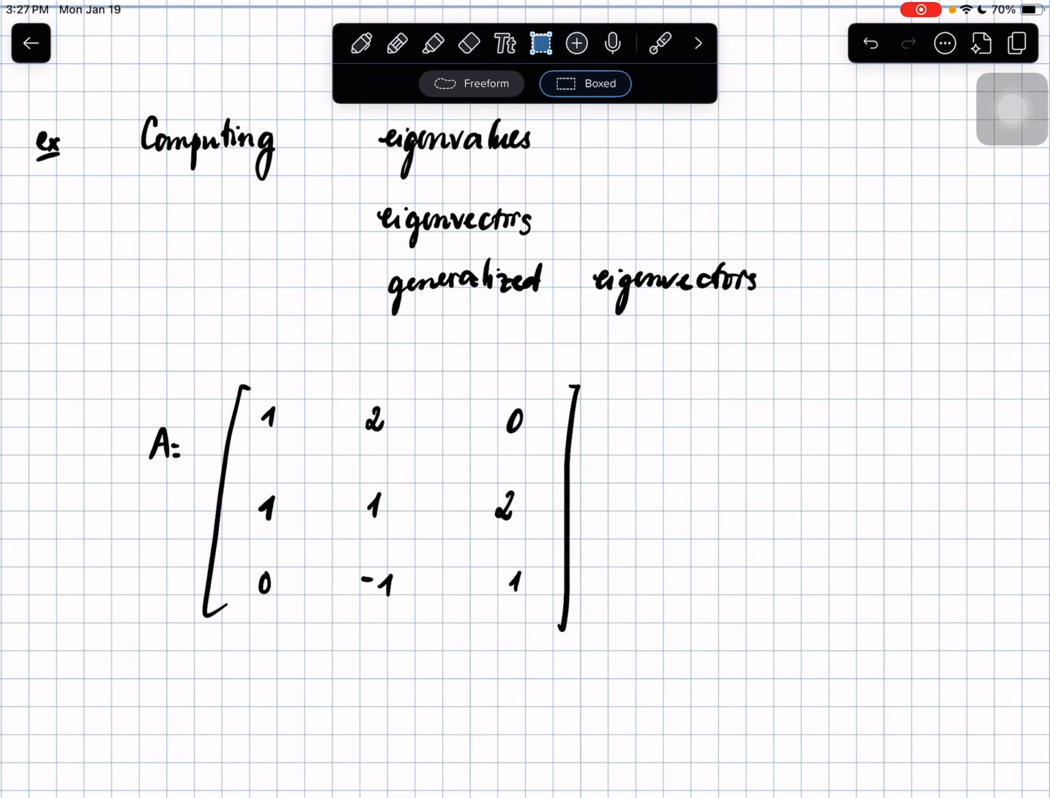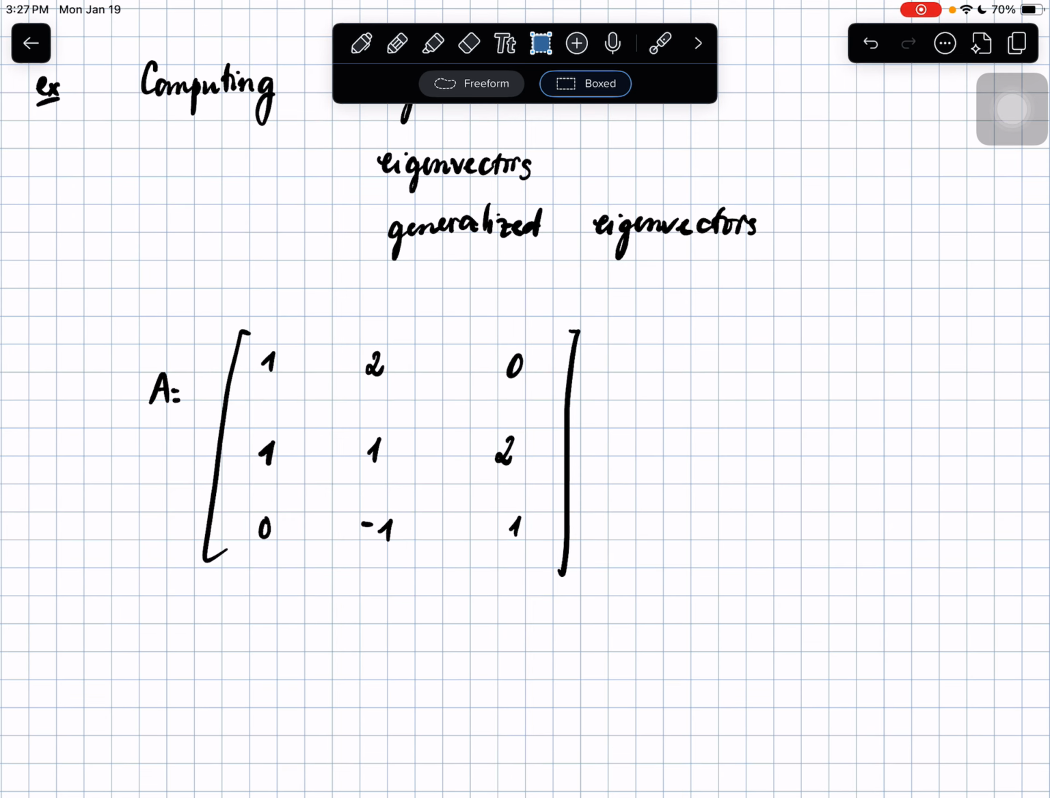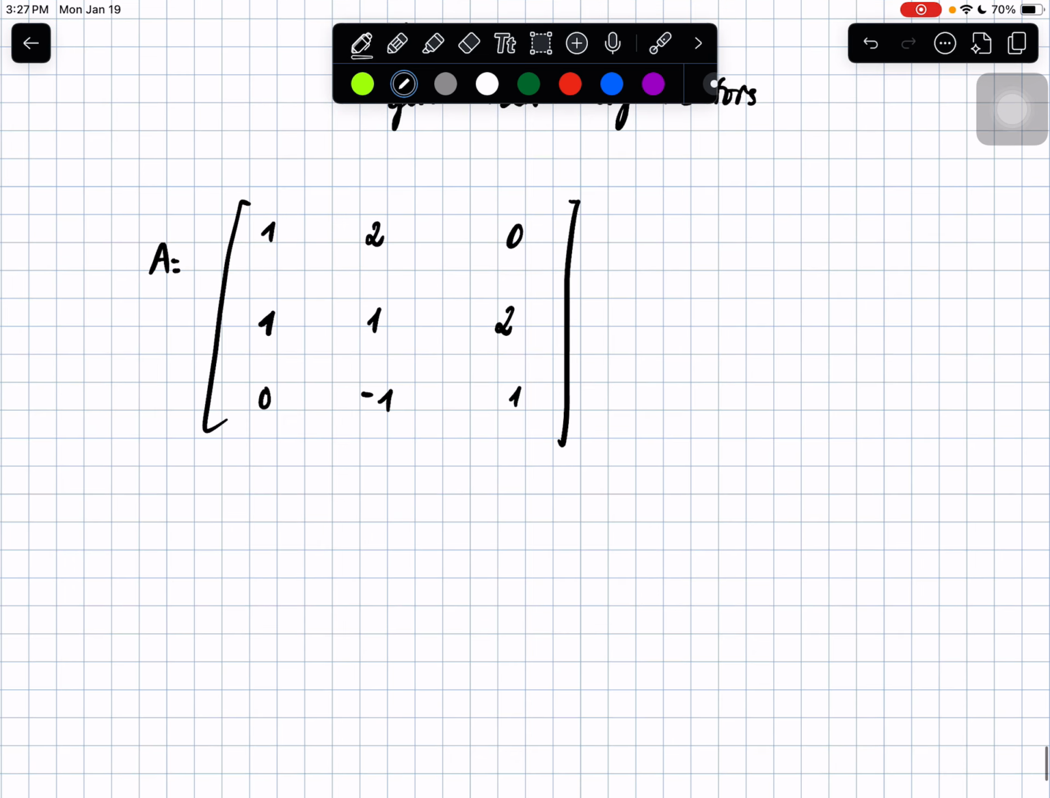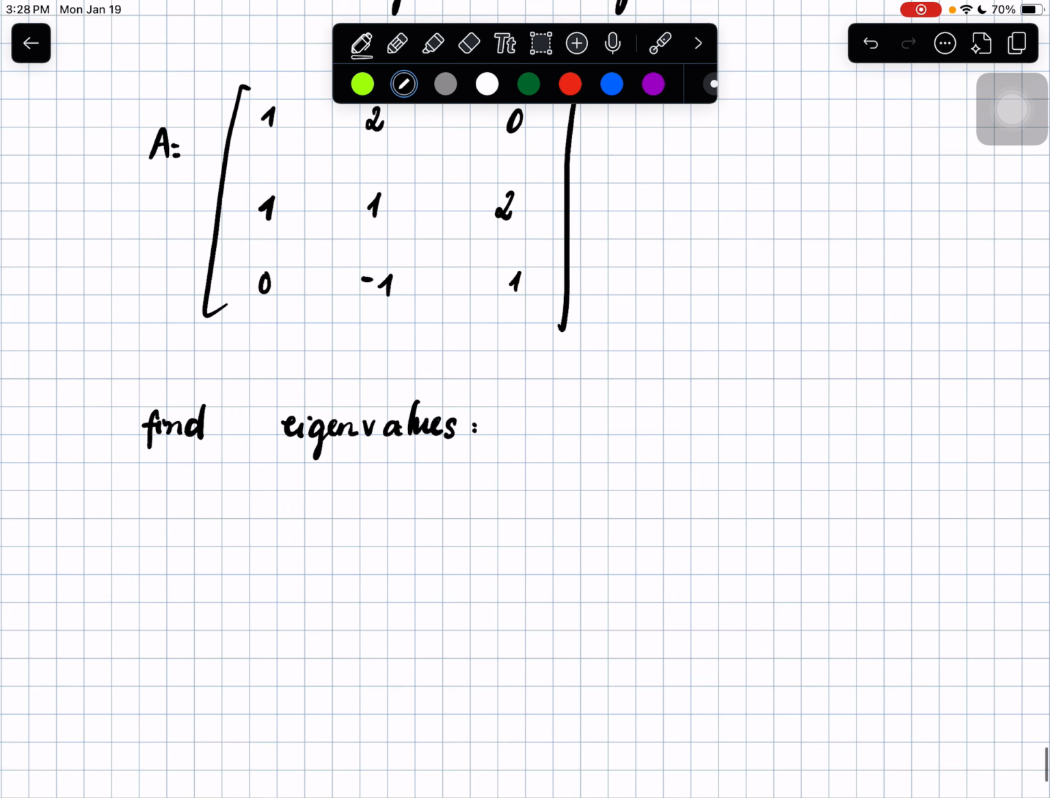Compute eigenvalues, eigenvectors, and generalized eigenvectors of this matrix, if there are any. So A is this matrix. First, find eigenvalues. Lambda is an eigenvalue if the determinant of A minus lambda I is 0.